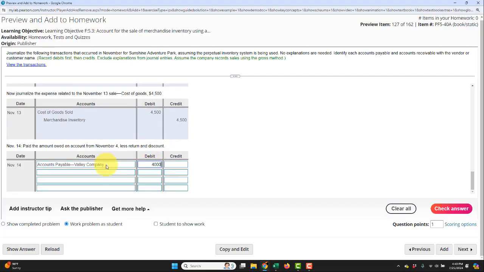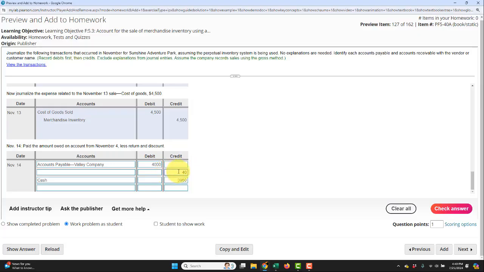And it was 1%. Okay, so the way I like to do this is just to think about how much cash I'm going to actually be paying. Basically the original amount was 4,000. I'm getting a 1% discount, so I'm only going to pay basically 99% of this $4,000. So 1% of 4,000 is $40. So that's the amount of my discount basically. And so my cash amount is going to be 3,960.